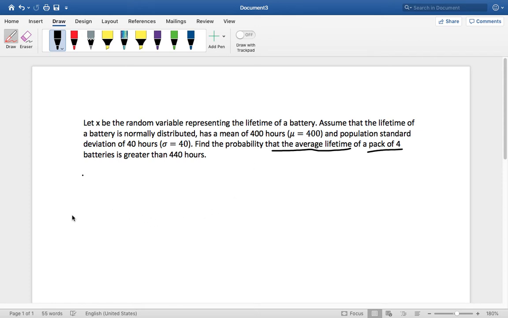What they're saying to us right here is, look, this is the lifetime of a single battery. Let's call that x. They're telling us it's normally distributed with a mean of 400 hours and a standard deviation of 40 hours. Now they're asking us to find the probability of the average lifetime of a 4-pack being greater than 440 hours. But this is not the distribution of averages or the sampling distribution. This is looking at single batteries. That's not what they're asking us about.